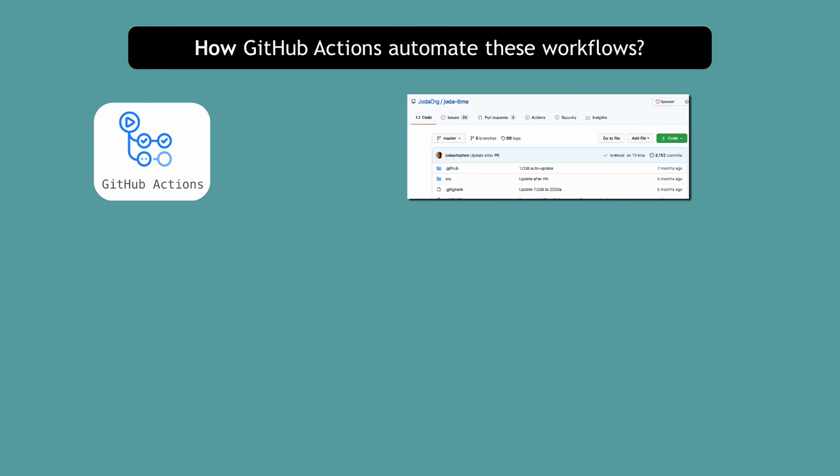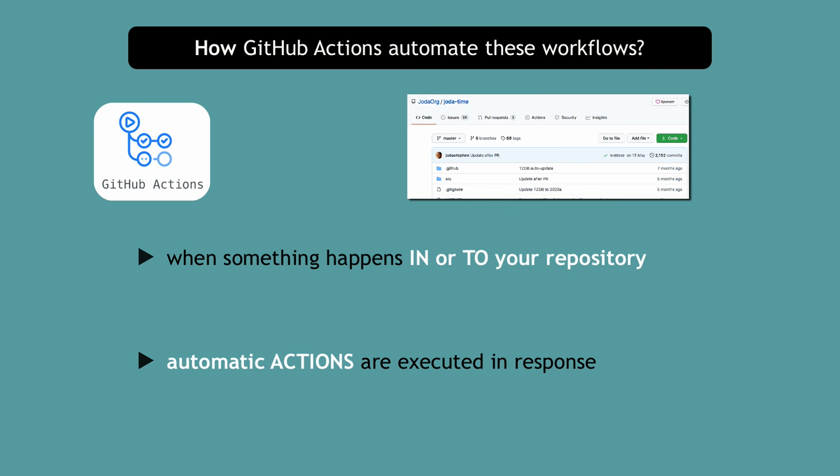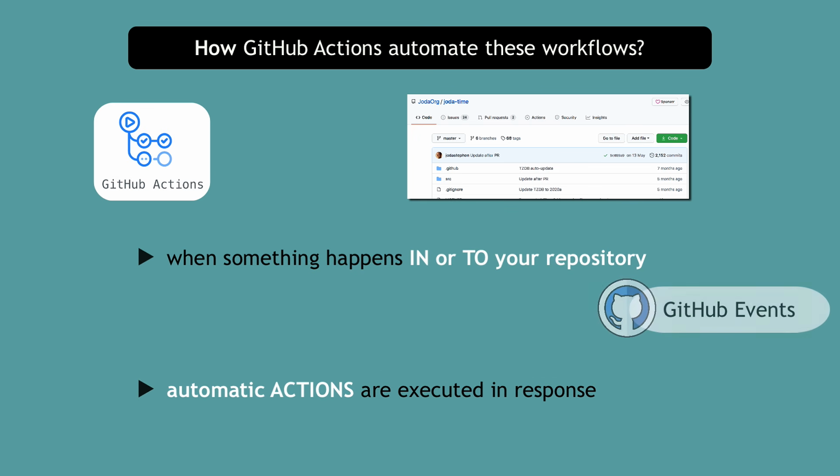So with GitHub Actions, every time something happens in your repository or to your repository, you can configure automatic actions to get executed in response. And these things that are happening in your repository or to your repository are events in the GitHub space.